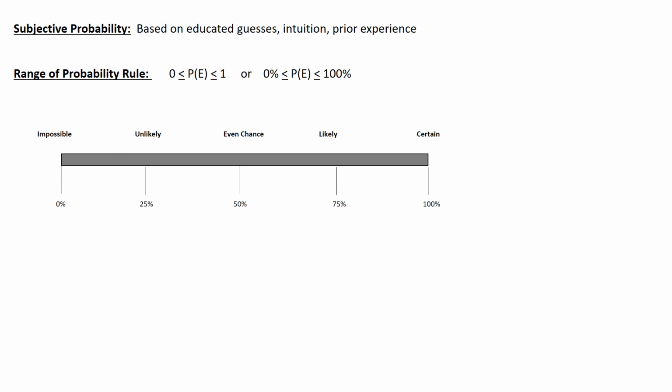And we use terminologies like impossible, unlikely, even chance, likely, certain. Impossible gives us 0%. Remember, the highest can be 100%. That'd be certain. Even chance, that's 50-50. It's 50% chance. Unlikely, about 25%. Likely, 75%. Again, these are just educated guesses. But if we want to quantify it, we would use these numbers.